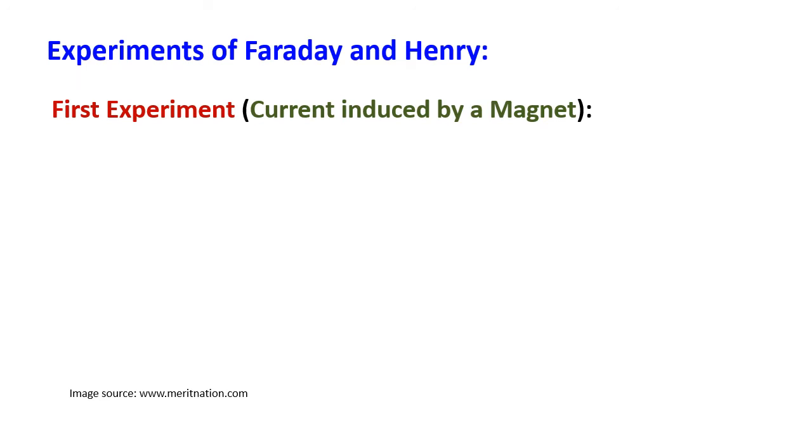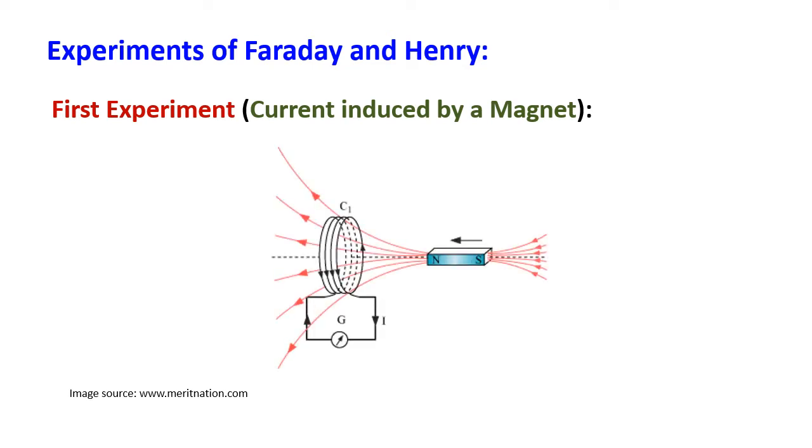Next, the experiments of Faraday and Henry. Both did a few experiments, and from those they mention a few points. The first experiment is current induced by a magnet. For that, observe the diagram. Here one closed coil is there, connected to a galvanometer to know whether a current is there or not. If you move the magnet towards the coil, you can observe the arrow mark: the magnet is coming towards the coil, with the north pole facing the coil. If it is coming towards, then there is a current; the direction we will discuss in the next class. Here I'm just mentioning the current.